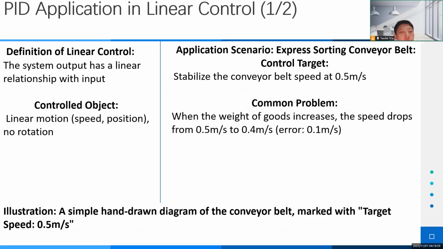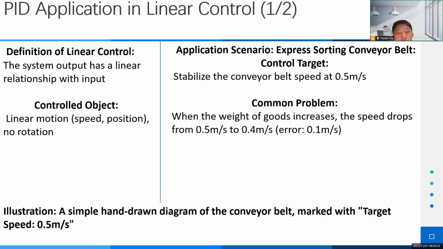Now let's look at real uses of PID. First, linear control. This is when the system's output and input have a straight line relationship, and the controlled object moves in a straight line, like speed or position. A common example is an express sorting conveyor belt.